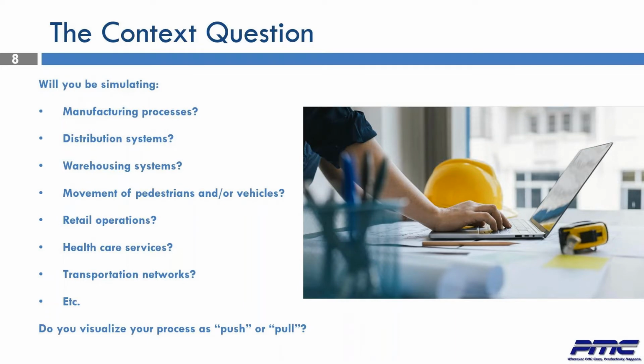Will you be needing to simulate the movement of pedestrians or vehicles? Those vehicles might be delivery trucks, they might be forklifts, they might be tugger trains, or automatic guided vehicles. Will you be simulating the movement of pedestrians, such as within a shopping mall? The tornado siren went off. Under the proposed design, how quickly can everyone get into the storm cellar?